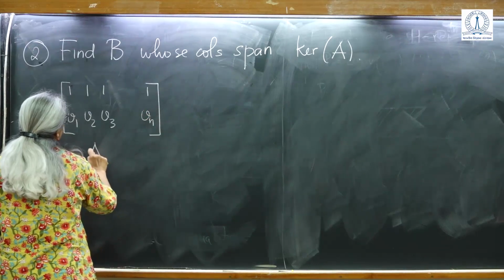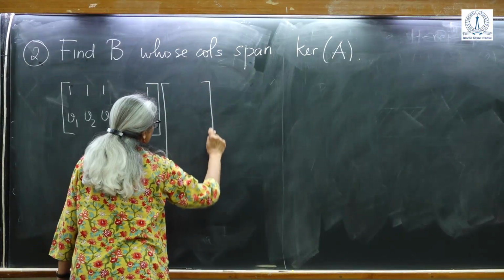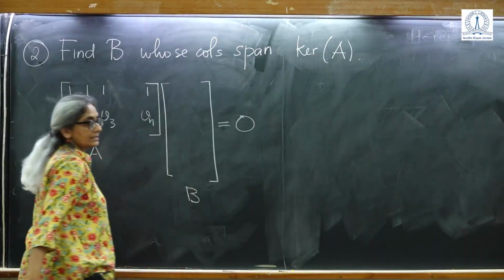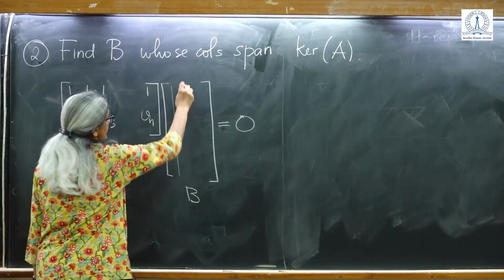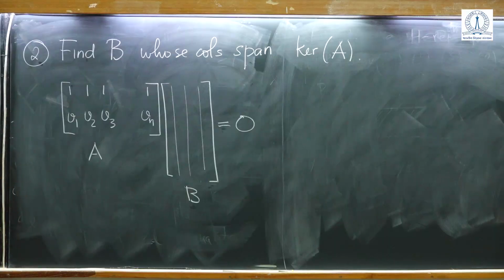This is the A part. And now I want to construct a B matrix. So it's going to look like this. This is the B matrix, so that this product is equal to 0. Okay, so the columns here should be spanning the kernel of the A matrix. Is that okay? All right, that's what I want to construct, such a B.